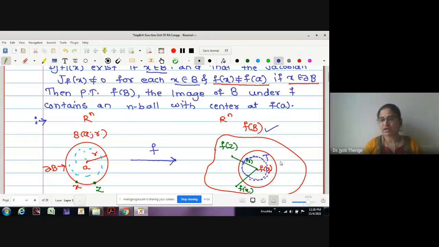Whatever sphere we have taken is a ball with center at f(a) and radius M. Now we have drawn another ball with the same center but radius less than the previous one, exactly half rather. Now the job is to show that this T is in f(B). In order to show this, what will we do? We will take one arbitrary point, say y in T, and we will show that the same y is in f(B).